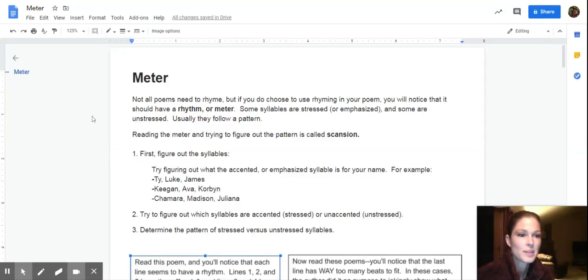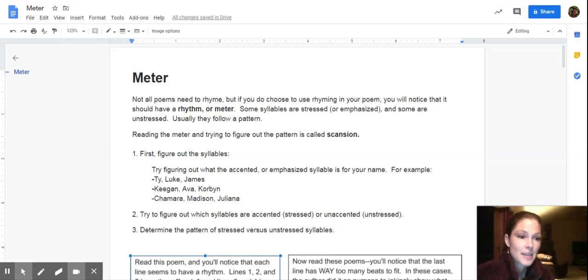All right, so we're going to be talking about meter in poetry. Not all poems need to rhyme, but some people do choose to use rhyming in their poems. You'll notice that those rhyming poems have a rhythm. They have certain beats that are accented, and that rhythm is called meter. Reading that meter and trying to figure out the pattern is called scansion.